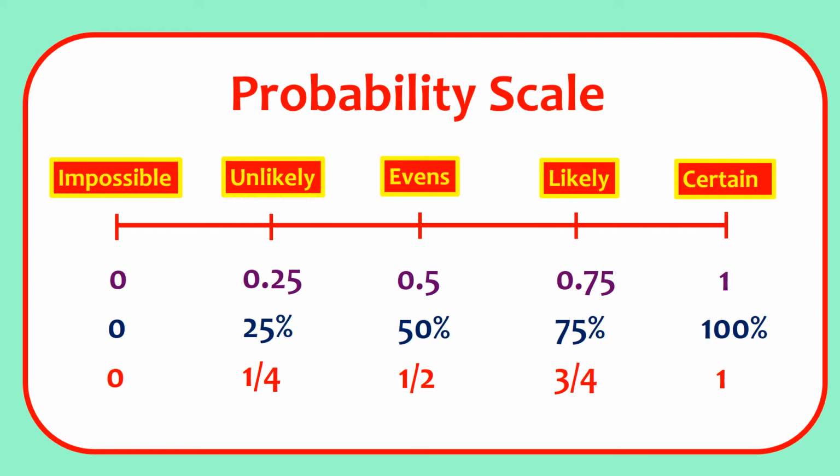And you can also represent these with numbers. So certain is 1 or 100% if we do it as a percentage, and impossible is 0. Evens is a half or 50%, 0.5. And then unlikely can be anywhere in between, to be honest. I've marked on a quarter or 25% and 3/4 or 75%, but you could have a percentage anywhere in between depending on how likely or unlikely something is.